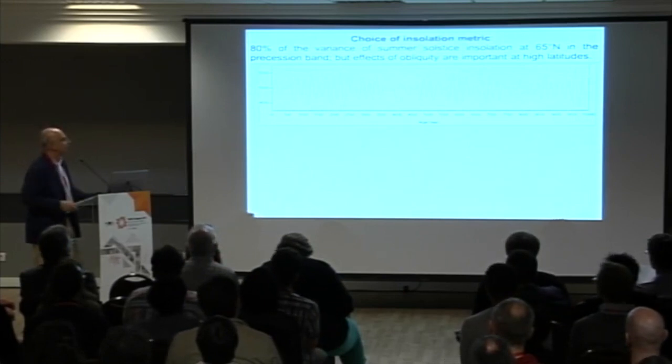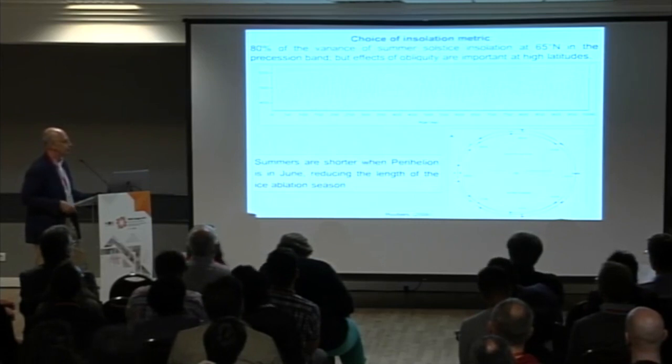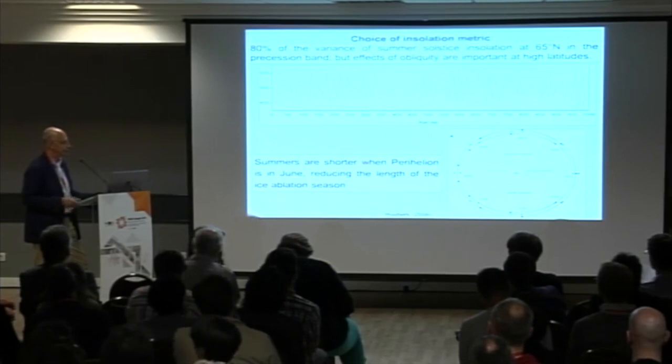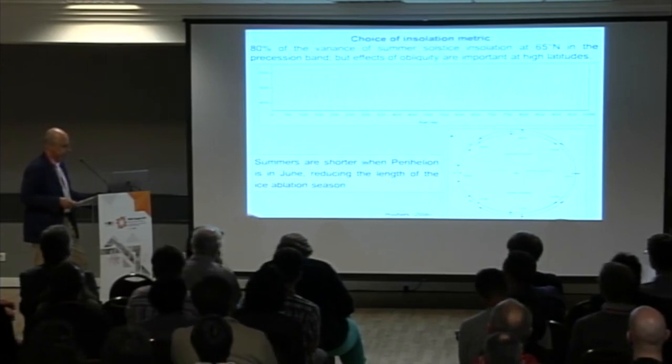But we all know that 80% of the variance is in the precession band, and yet obliquity is important at high latitudes. We also know that the summers are shorter when perihelion is in June, which reduces the length of the ablation season. The Achilles heel, as Peter Huybers has called it.